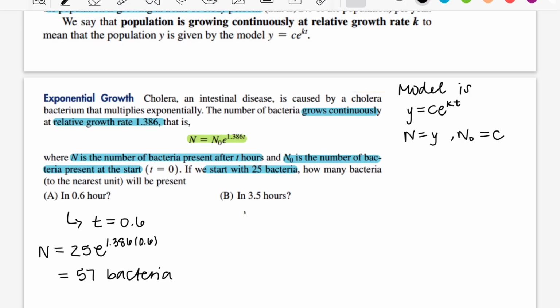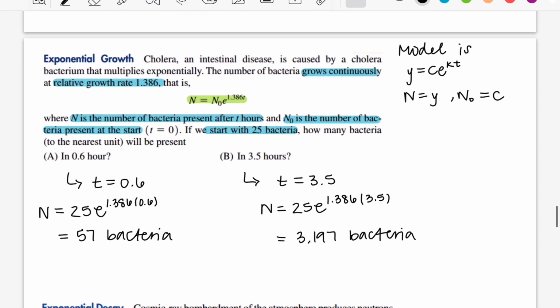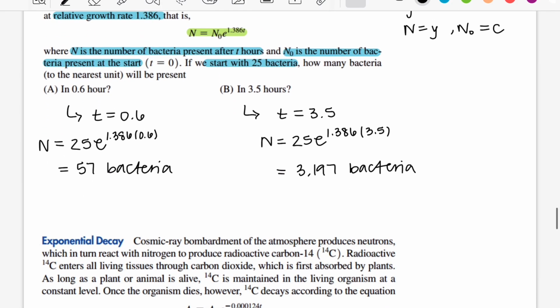And in part B, we're going to do the same exact thing. The only thing that changes here is our value for t. So plugging everything into our equation, and using a calculator, we get 3,197 bacteria. All right, so that was an example of exponential growth. And what we'll look at next is an example of exponential decay.